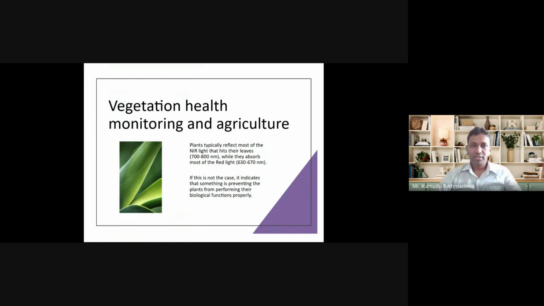When plants are stressed due to a water shortage, nutrient deficiency, disease, or pests, these reflectance patterns change. So by detecting this variation early, a farmer can take action before visible symptoms appear.